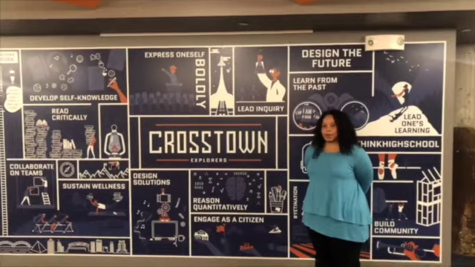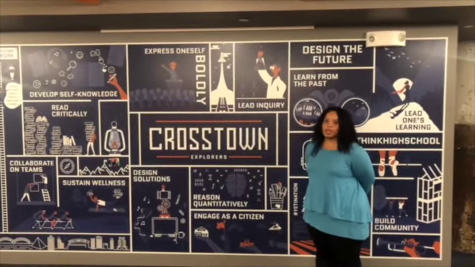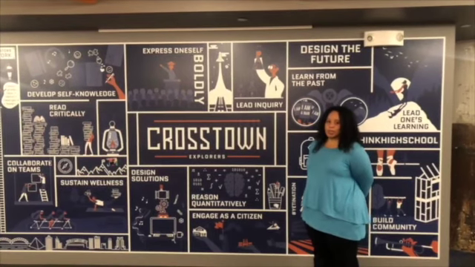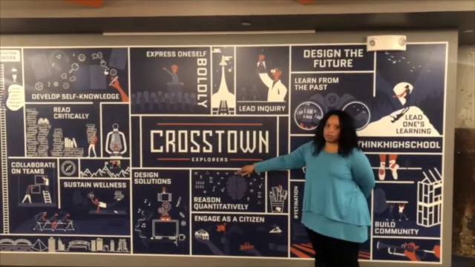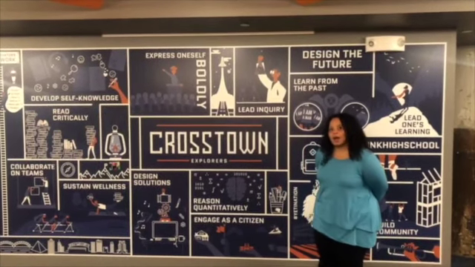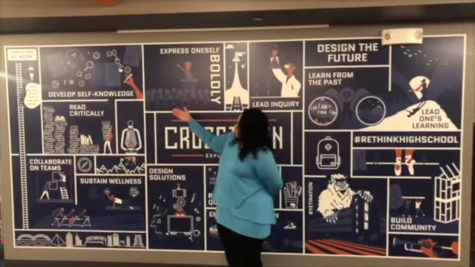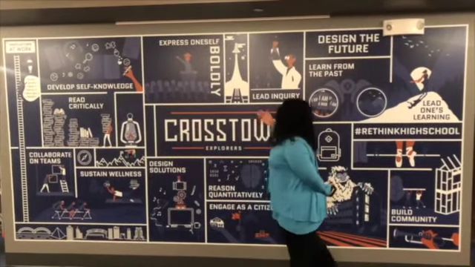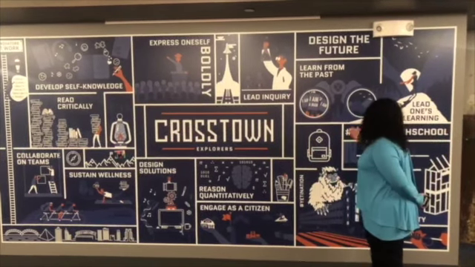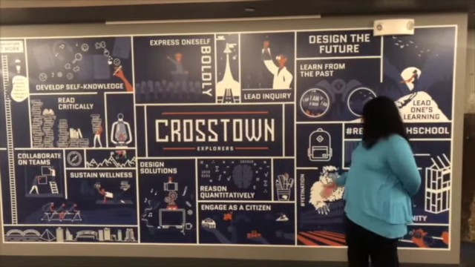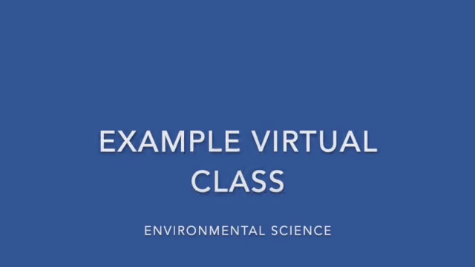Crosstown High School, we are a project-based learning school that also incorporates the 12 competencies. The two main competencies that we focus on in the science classes here at Crosstown are lead inquiry and design solutions. We also integrate other competencies such as collaborate on teams, develop self-knowledge, read critically. We also emphasize engaging as a citizen and leading one's learning.